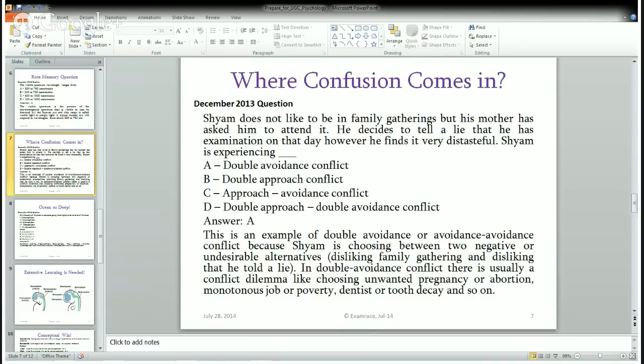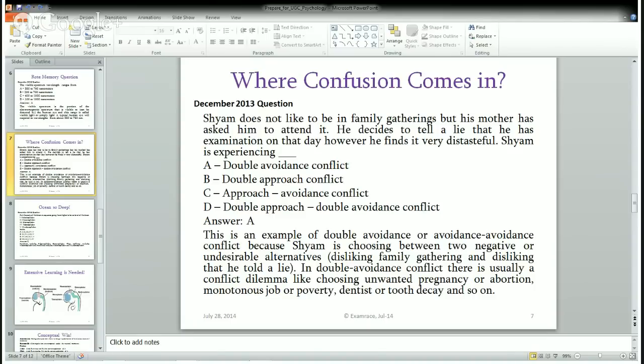Now in this question there are two things that are important. Shyam has a dislike towards family gatherings, that's the first point to be noticed. The second point is that he tells a lie, but since he is telling a lie, he is not feeling very comfortable and he is not liking what he said. That means he told a lie and he is not liking it. That means he is trying to avoid that thing, and again he is trying to avoid the family gathering.